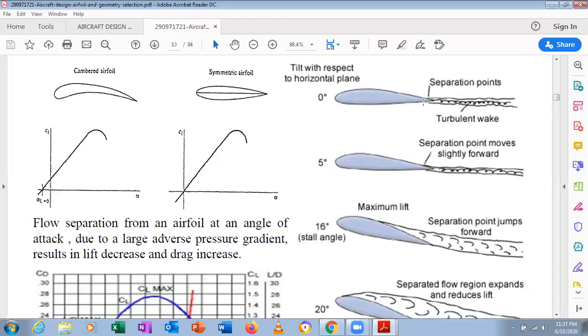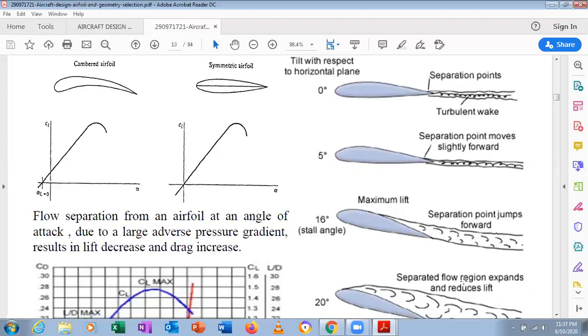At 0 degree angle of attack, you can see that flow separation is less here. At 5 degrees, you can see it is shifted a little ahead. Again at 16 degrees, the stall angle, the separation point is shifted to a very early stage. Early flow separation leads to the stall angle, which means at a higher angle of attack there will be maximum lift. Once it crosses that, lift drops and drag becomes higher, then it loses its control. At 20 degrees, the separation region expands and reduces lift.